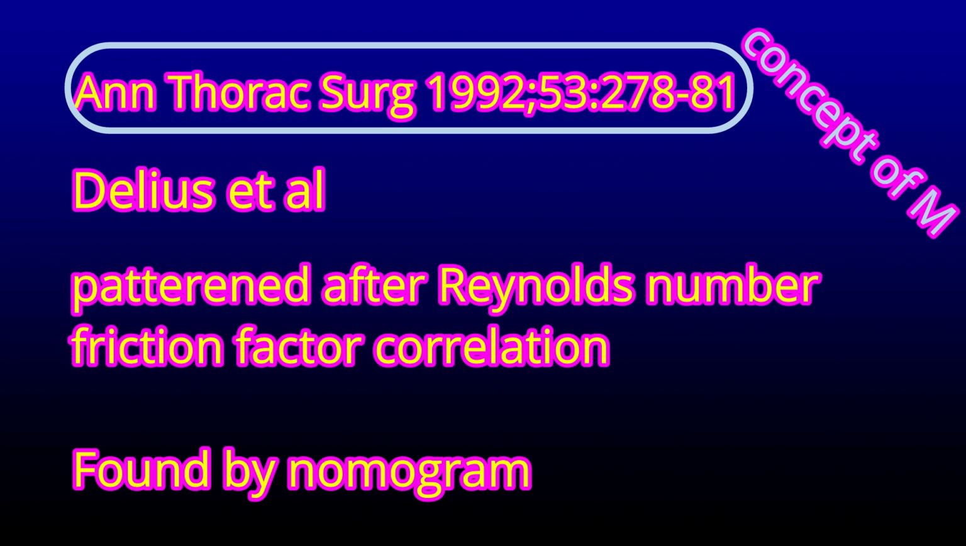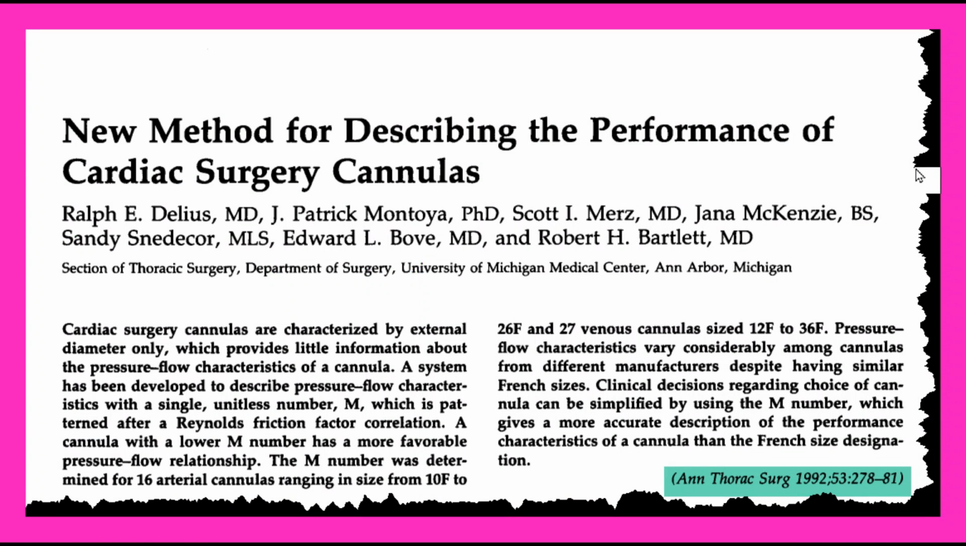Any cannula of any make with the same French will tend to show the actual pressure flow characteristics of the cannula and is said to be useful in future in selecting the cannula. So that M number is nothing but a pressure flow relationship of different cannulas, which should be constant for all the cannulae from different makes for the given French.